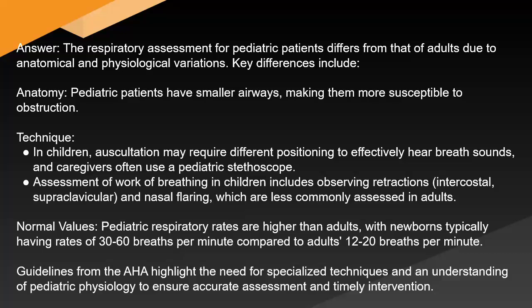in adults. Normal values: pediatric respiratory rates are higher than adults, with newborns typically having rates of 30-60 breaths per minute compared to adults at 12-20 breaths per minute. Guidelines from the AHA highlight the need for specialized techniques and an understanding of pediatric physiology to ensure accurate assessment and timely intervention.